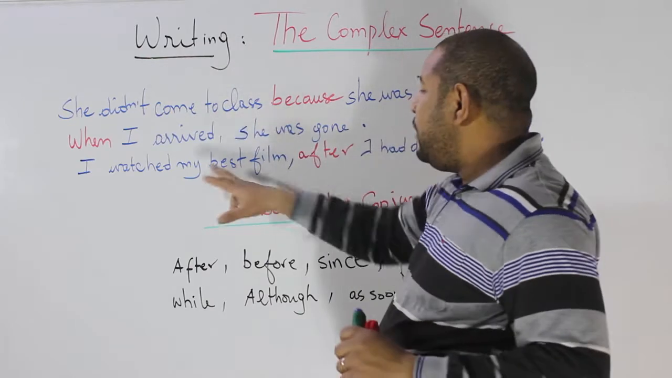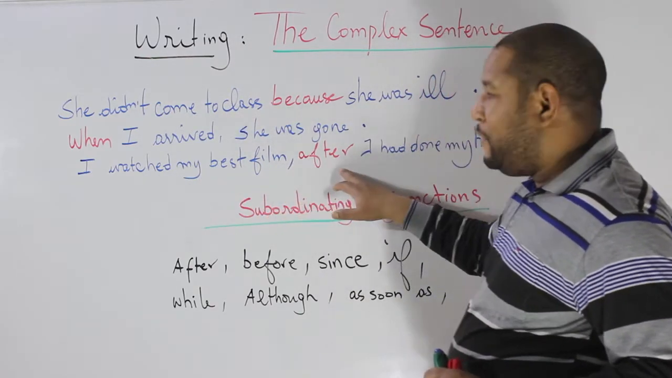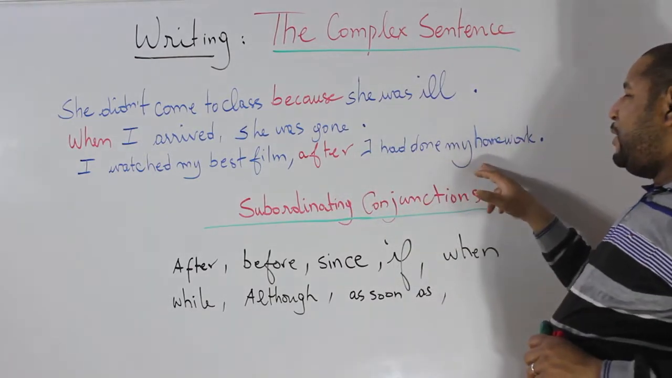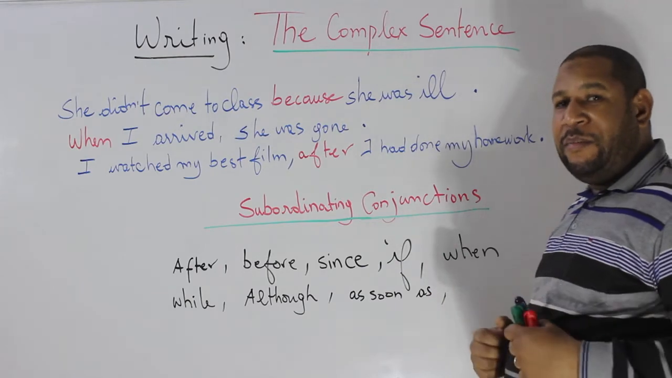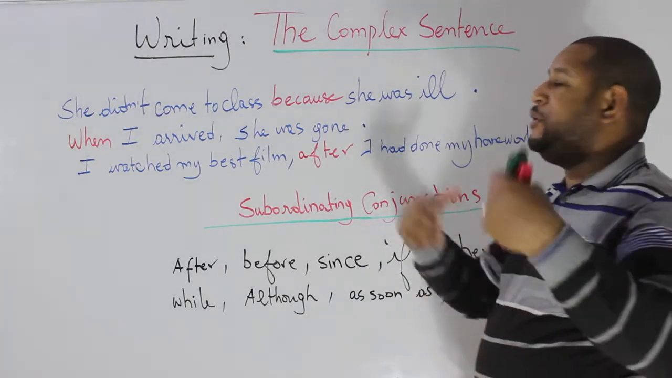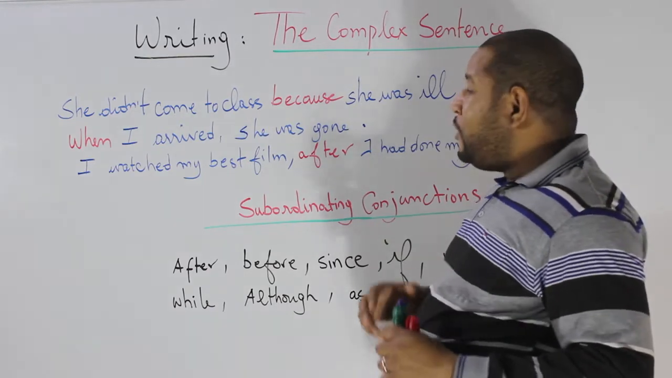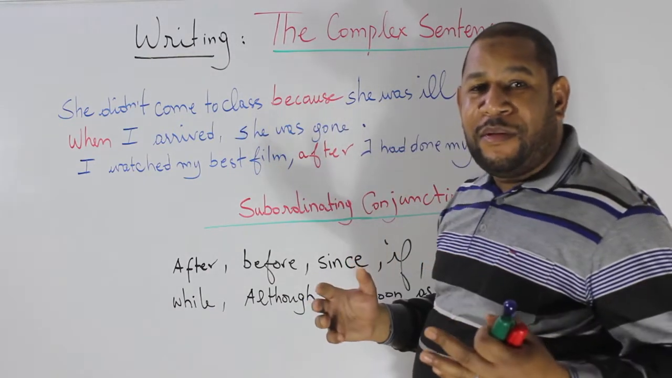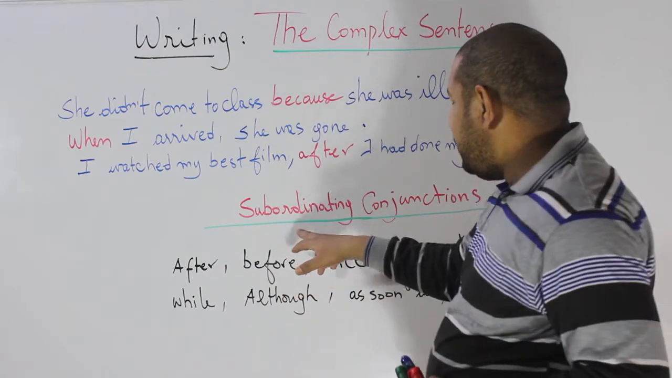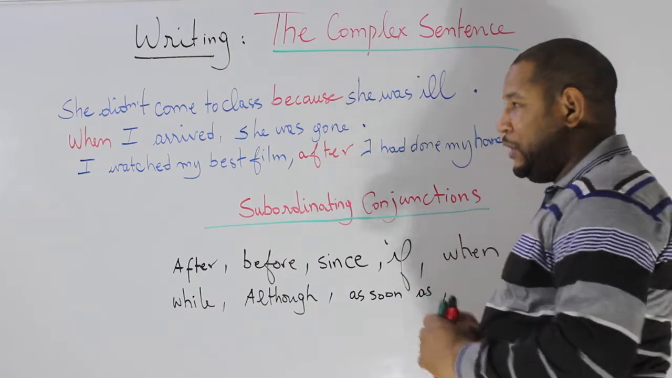We have when. I watched my best film after I had done my homework, which means I had done my homework first. After that, I watched my best film. So here we have because, we have when, we have after. What do we call these? They are subordinating conjunctions. Subordinating conjunctions.